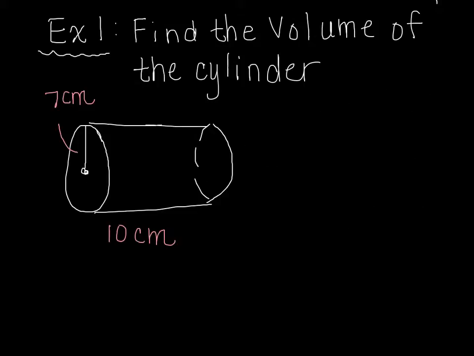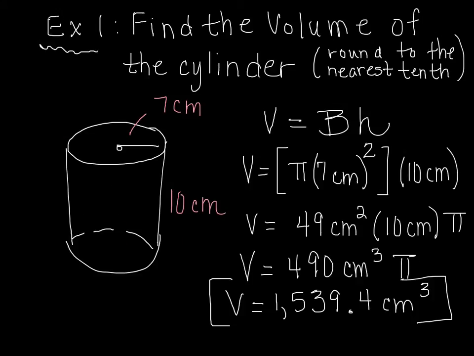All right, example number 1, I'd like you to find the volume of this cylinder. Now the cylinder is laying on its side, and it's probably a little more helpful if we turn that cylinder so it's standing on the base. So it should look like this, okay? We're going to find the volume, which is the area of the base, but the radius is 7 centimeters.